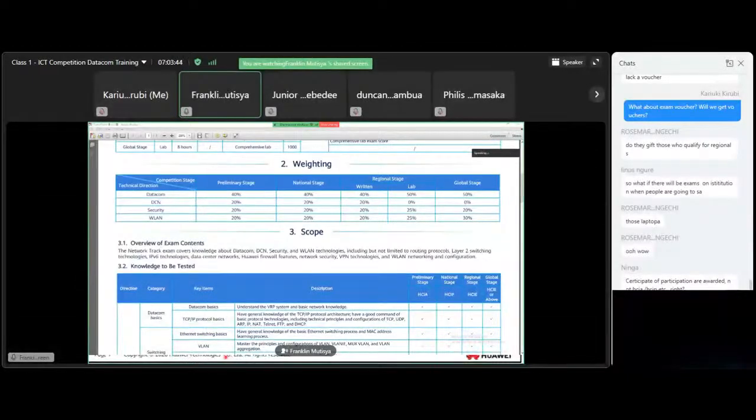Someone is asking, is a certificate of participation awarded? The Huawei competition is a known activity. Huawei absorbs new employees, so if you have that kind of certificate, it shows that you've gone through that training and rigorous testing, so they know you're someone who can deploy solutions.